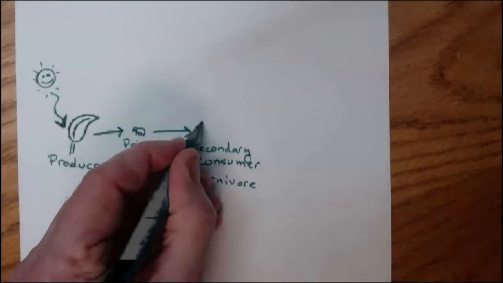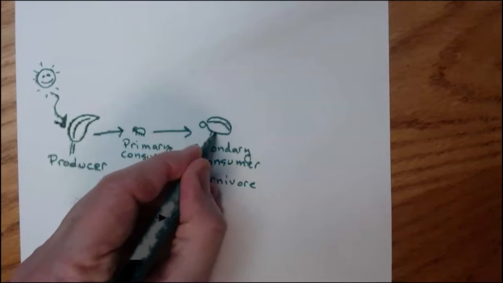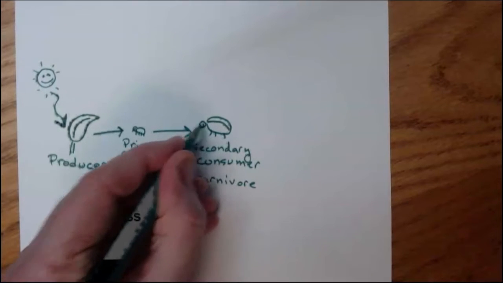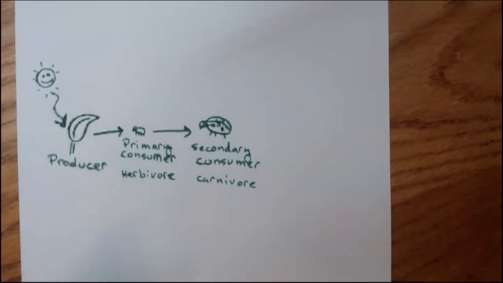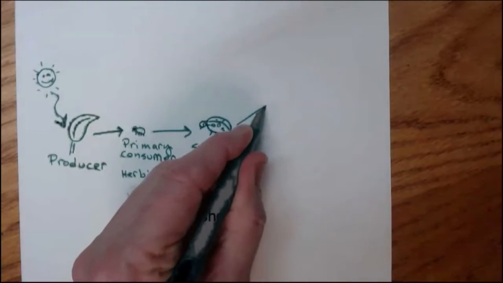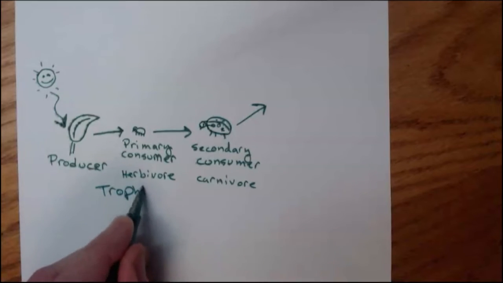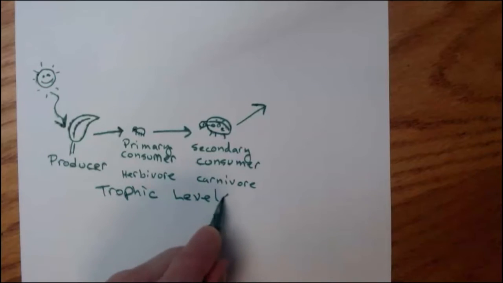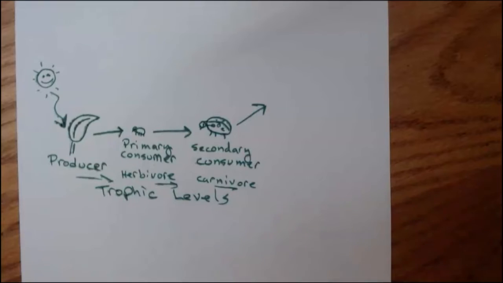And so let's say that this, you may or may not know this, a ladybug is actually a secondary consumer. They eat aphids, which is why ladybugs are nice to have in your garden, because they eat garden pests, right? So a ladybug then is a secondary consumer. And then, these are trophic levels, by the way. Each of these are different trophic levels. Okay, so secondary consumer.